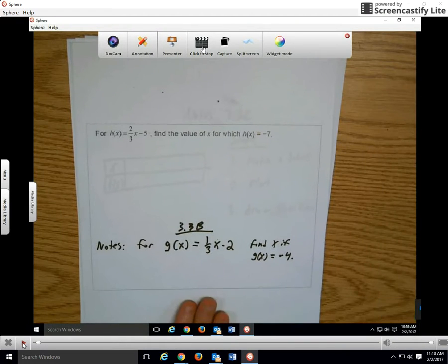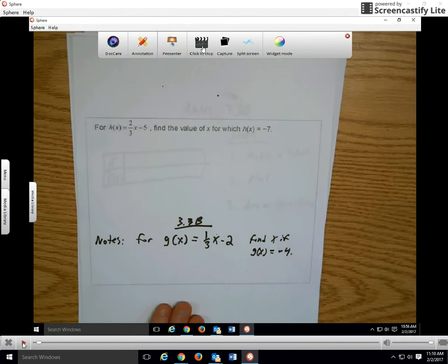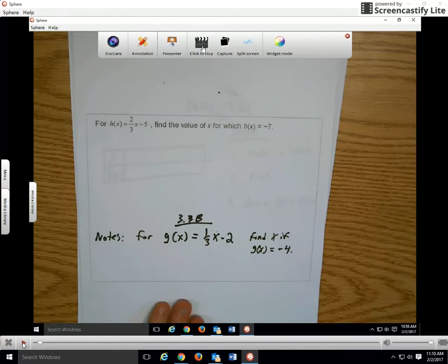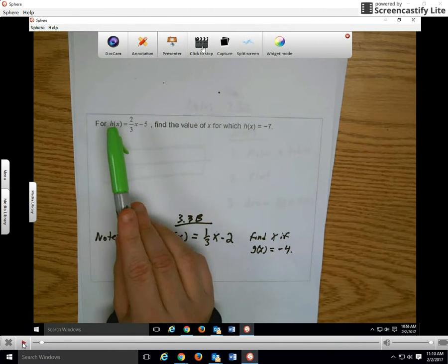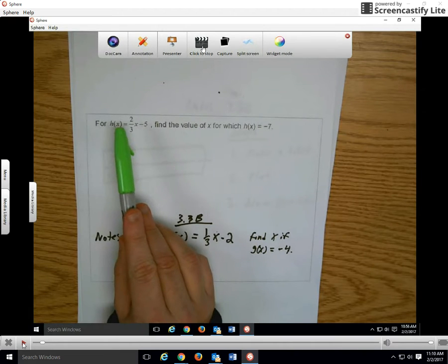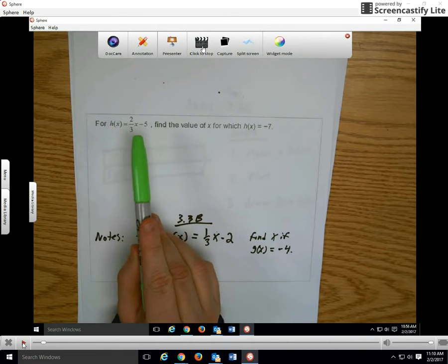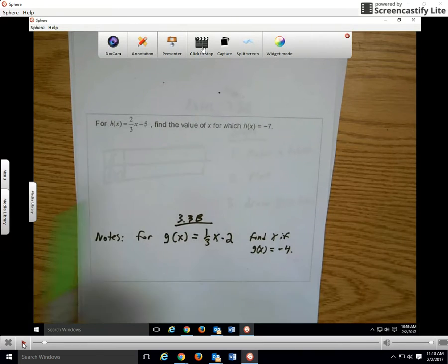Okay, so we left off in our lesson on chapter 3.3 at this point, so we'll continue from here. It says, for h of x equals 2/3 x minus 5, find the value of x for which h of x equals -7. We got to think about this question for a little bit.